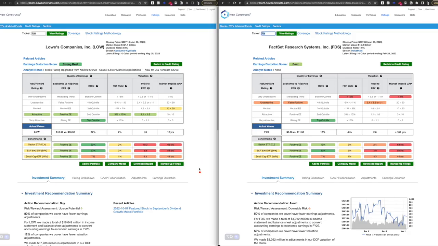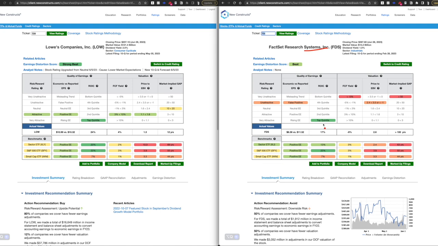And this next example is where I think we see New Constructs really shine as far as its ability to potentially help you avoid a major bad decision. So throughout this entire tournament, I've been very surprised by FDS. It seems to show exceptionally well on almost all metrics. However, when you look behind the curtains and into the footnotes and MD&A, apparently things aren't quite as good.